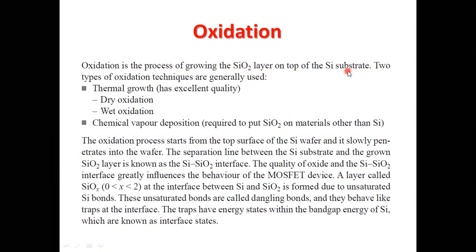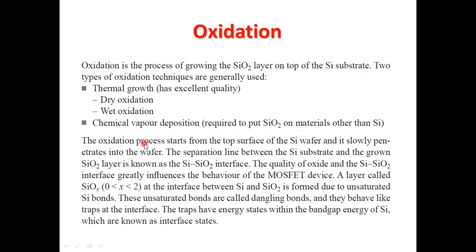There are two types of oxidation techniques that are generally used. The first one is thermal oxidation, which has excellent quality. Thermal oxidation is of two types, dry oxidation and wet oxidation. The second one is chemical vapor deposition, which is required to put silicon dioxide on materials other than silicon. I hope this oxidation process is clear to all of you. Now let us move forward.